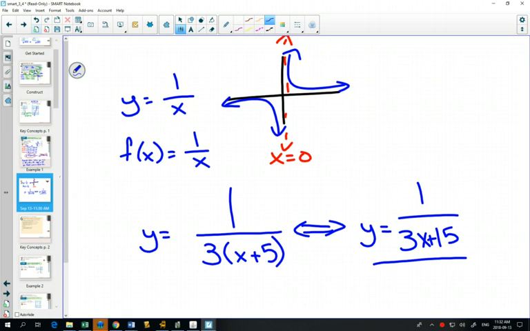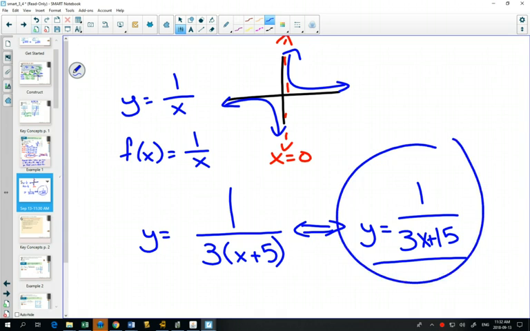What would make us divide by 0 here? Negative 5. Which would move it 5 to the left. What would be our non-permissible value here? Still negative 5. Negative 5 is still our non-permissible value in that second one. We still need to move 5 to the left, even though we see that plus 15. So when it's in this form here, you would factor out the 3 and write it in this form.